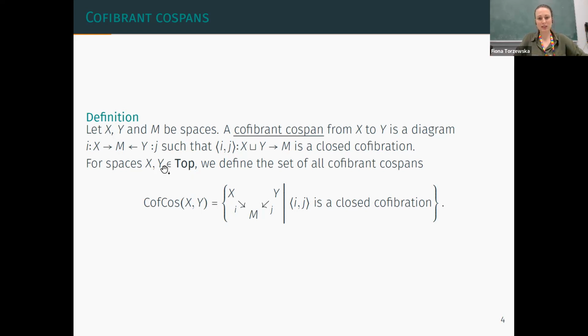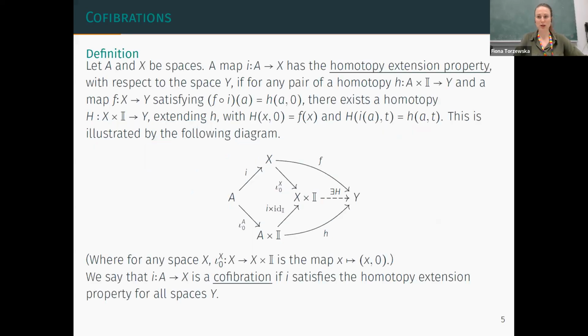But I'm just going to say first that we introduce this notation: for any X and Y in Top, the category of topological spaces, so for any X and Y topological spaces, we write COFCOS(X,Y) for the set of all cofibrant cospans from X to Y. Okay, so what do I mean by closed cofibration? Here I mean Hurewicz cofibration, so cofibration in the category of topological spaces.